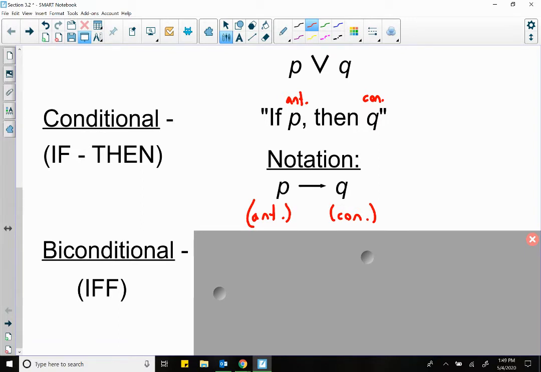So please know that this notation doesn't always have to have P arrow Q. It could be Q arrow P. It could be P arrow R. I'm just giving you a general format of what this looks like. It's your antecedent arrow the consequent. The antecedent is always with if. The then is always with the consequent.